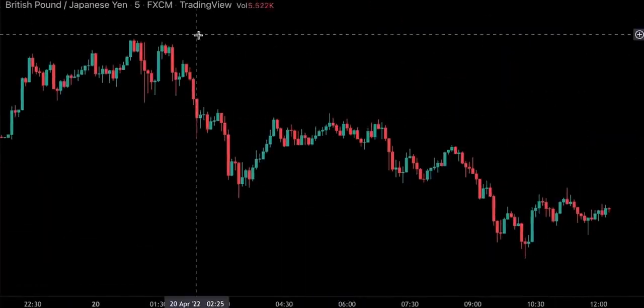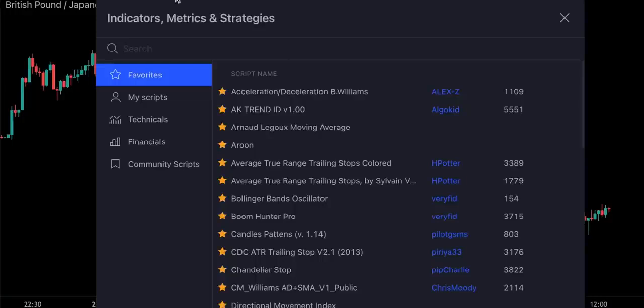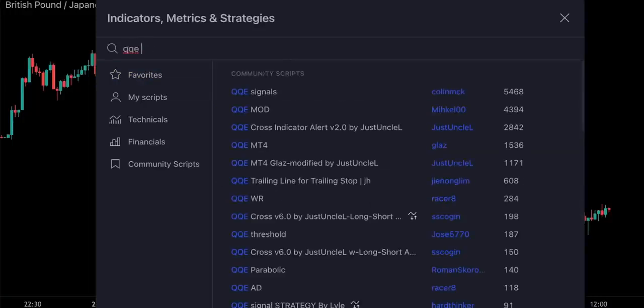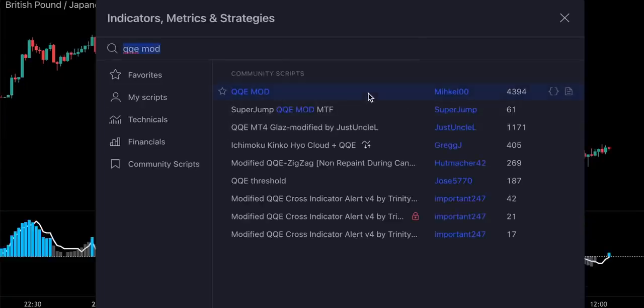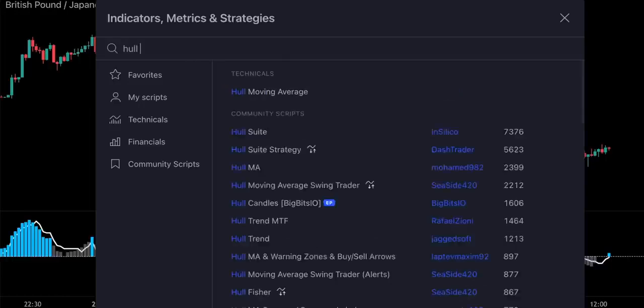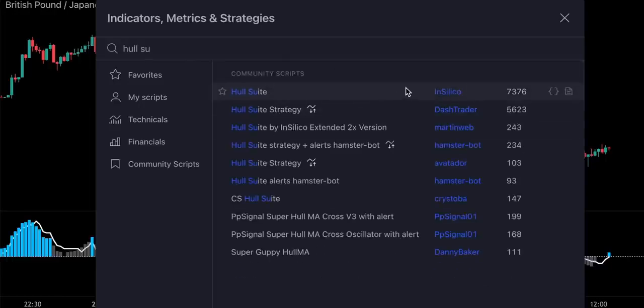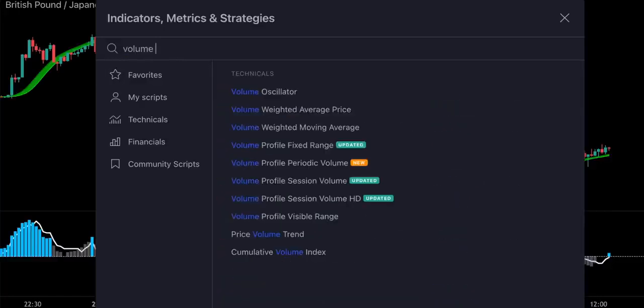Now let's go ahead and add our indicators. So first, let's search for QQE mod, this one by Michael. For our second indicator, let's add Hull Suite by Insilico, and lastly let's add a volume oscillator to our chart.